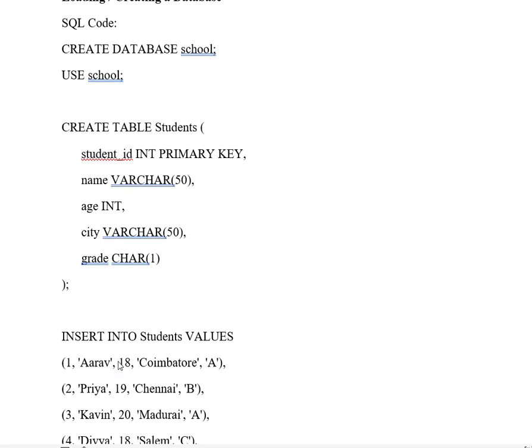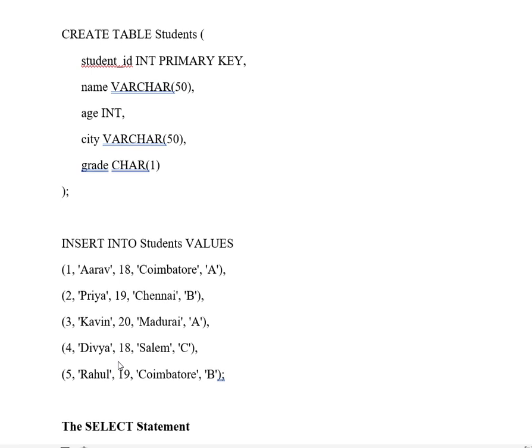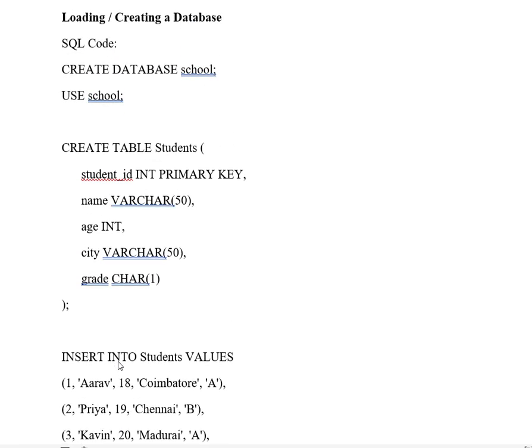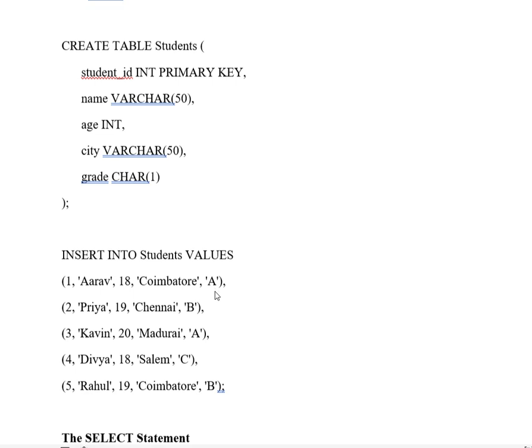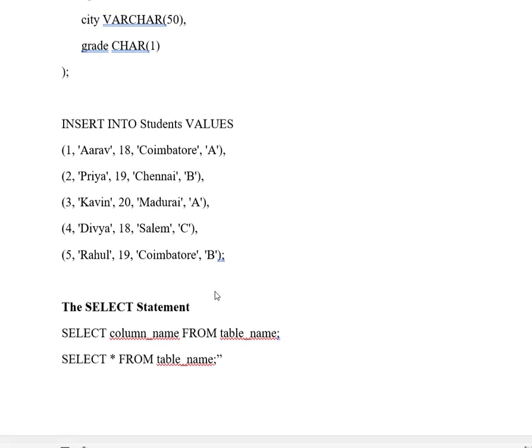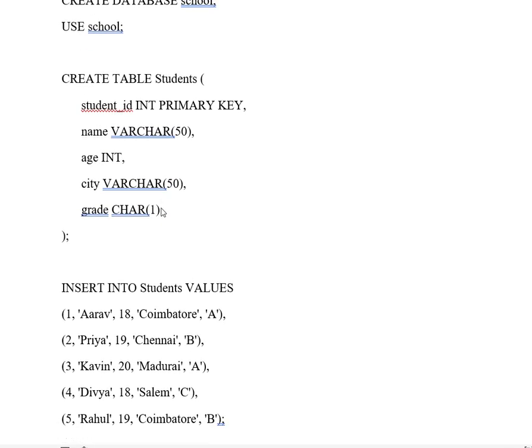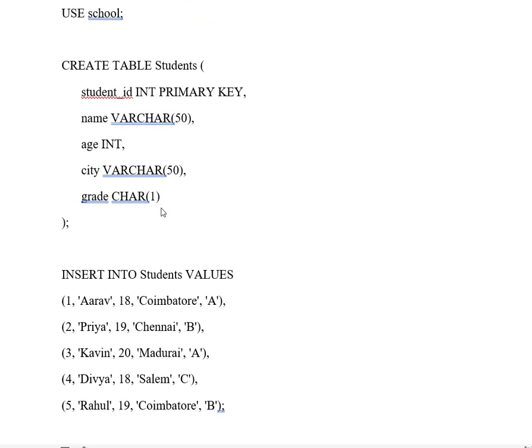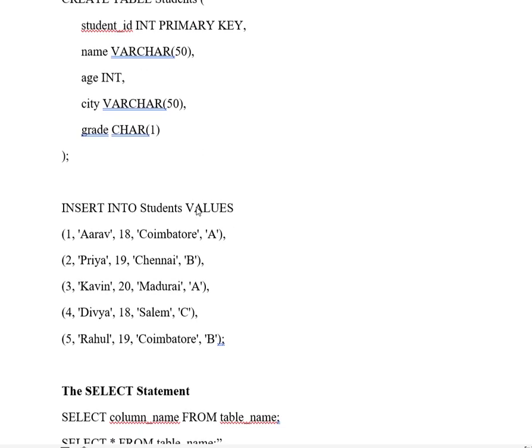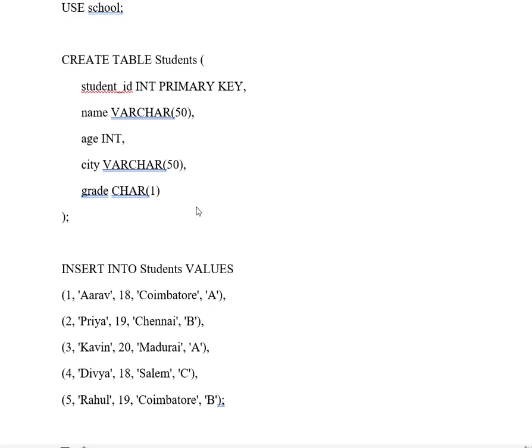Next, the select statement is used to display data stored in a table. Here is the most basic form: SELECT * FROM students. This means select all columns from the students table. The asterisk symbol means all columns, so this command will show every column and every record in the table.